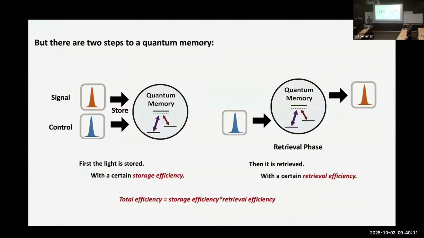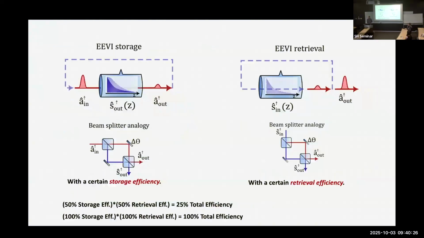Not only that, but there's two steps to a quantum memory. So the first is the storage step. So that has an efficiency. And the retrieval step also has an efficiency. So you can do this protocol twice. You do the beam splitter analogy for storing the light into the memory, where you loop it back around. That takes your 50% efficient storage or read-in efficiency to 100% read-in efficiency. Then you repeat this for retrieving the light out.